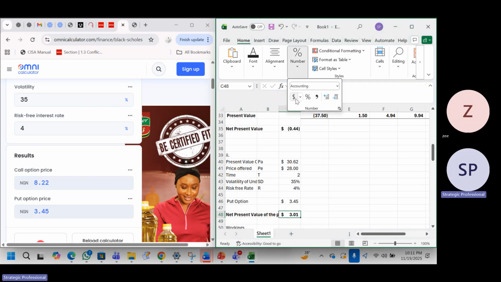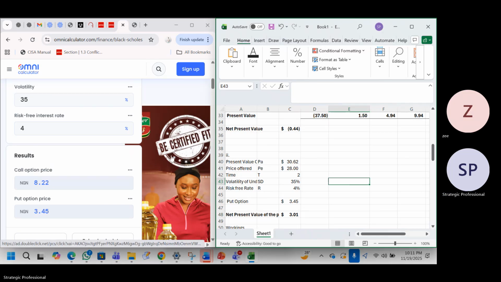Okay, now the question is: to exercise the put option or to leave the project? Exercise the put option because it will increase. Yes. So it is to exercise the put option. So that's that about the question.